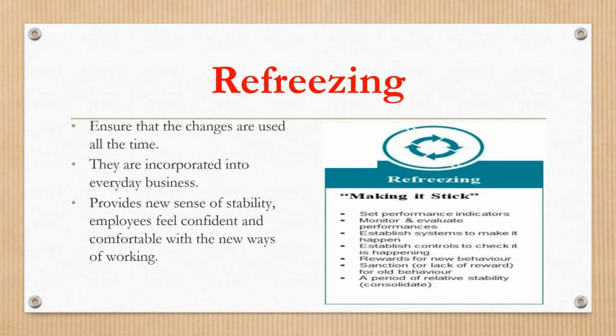In order to make them stick, performance indicators are to be set and individuals' performances are to be monitored and evaluated. A system is to be established along with controls in order to check on what is happening. At this refreezing stage, individuals are given rewards for displaying new behaviors, and they are sanctioned if the old behaviors remain. It is at this point that relative stability exists.